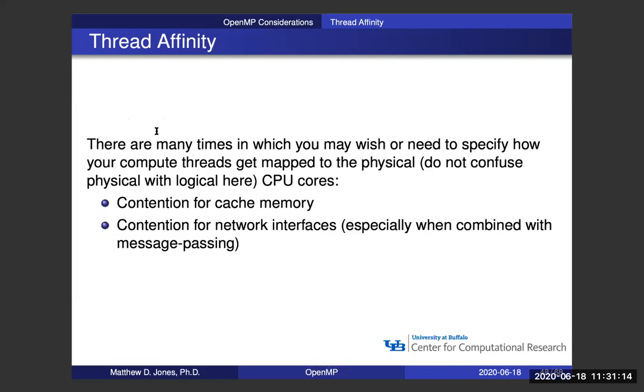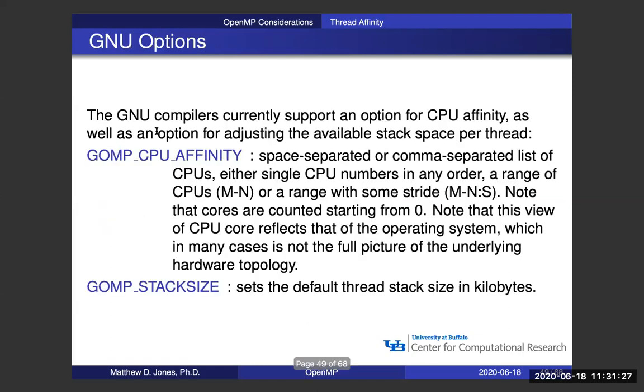A little bit more on thread affinity, right? You want to be aware of this for the same reasons that we wanted to be aware of them in the message passing case. You've got contention for the various resources. You want to make sure that your threads are being mapped to the relevant portions of the CPU. The GNU compilers support this as well. Those are these options. They do not expose the level of detail that the vendors do though.